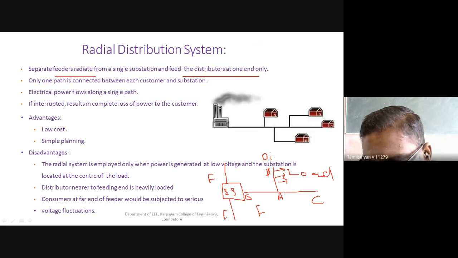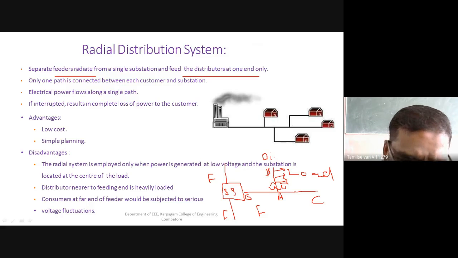Suppose there is a need for low voltage. Then on the distributor side, where the feed originates, we will have a transformer. That transformer will step down the voltage, and then the supply is given.